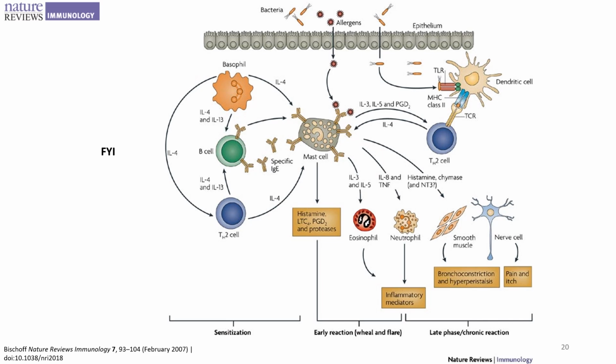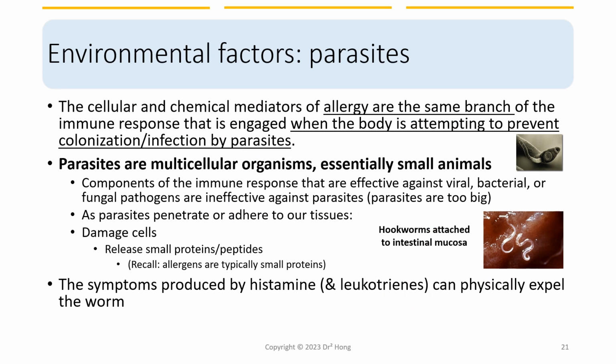It shows mast cells, basophils, and eosinophils play a role in type 1 hypersensitivity. In fact, the cellular and chemical mediators of allergy are the same branch of the immune response that is engaged when the body is attempting to prevent colonization or infection by parasites.